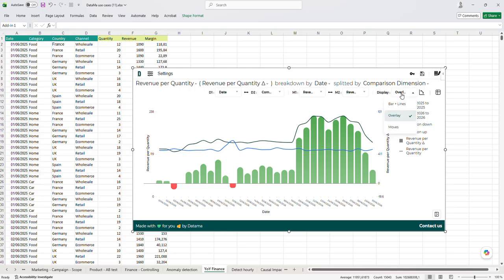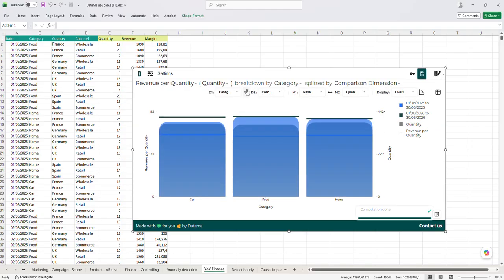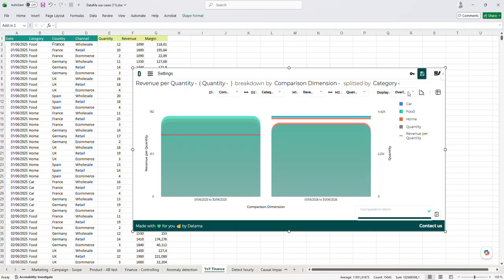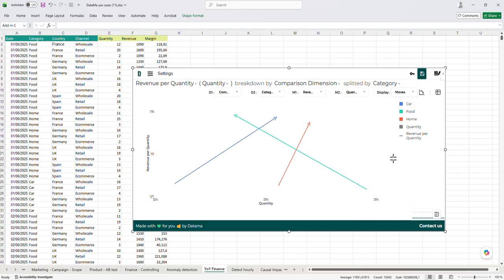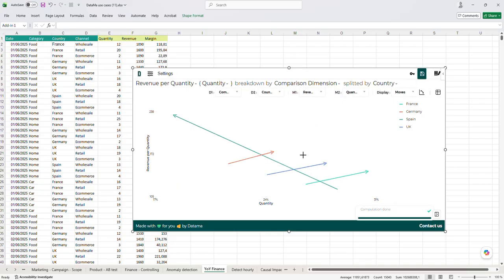There are other types of charts that you can get access to using that logic, in particular the moves chart, which is a really good way to analyze what is called mix effects. So for instance, your average price changes because you have an increase of price of a product that is more expensive or something like that. That whole concept is described in the Datama documentation, so really feel free to play with that.